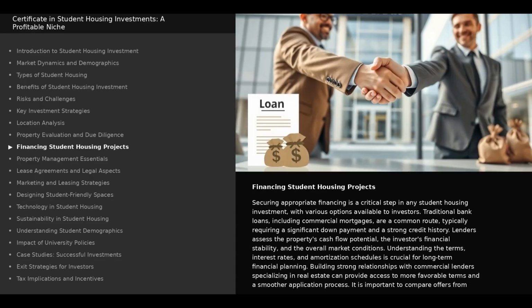Financing student housing projects. Securing appropriate financing is a critical step in any student housing investment, with various options available to investors. Traditional bank loans, including commercial mortgages, are a common route, typically requiring a significant down payment and a strong credit history. Lenders assess the property's cash flow potential, the investor's financial stability, and the overall market conditions. Understanding the terms, interest rates, and amortization schedules is crucial for long-term financial planning.